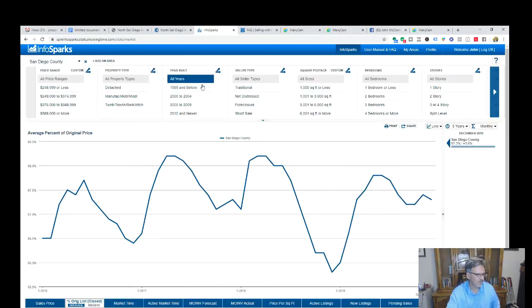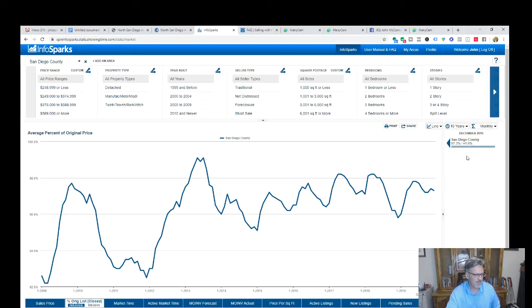So this is InfoSparks, and this will show us we can go back 10 years, and we can show you that right now, on average, in San Diego, the original list price to the close price is 97.3%. So the average homeowner working with a real estate agent in San Diego sells their home for 97.3% of list.